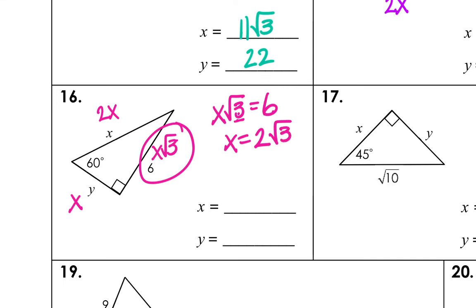Divide by 3, multiply by the square root of 3. So that means your 2x is 4 square root of 3. Because remember the rules, you cannot multiply what's outside the radical with what is inside the radical. So this is 4 square root of 3. This side is 2 square root of 3.